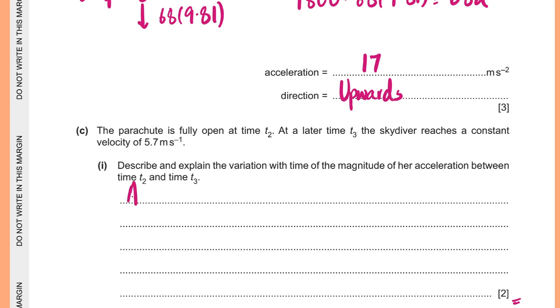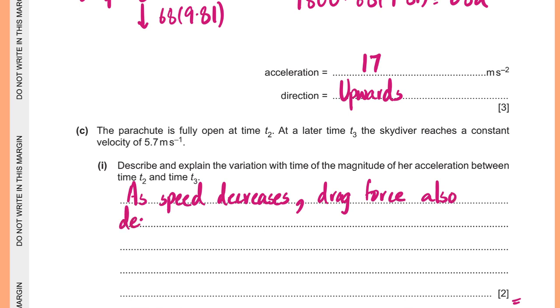So I'll say that as speed decreases, air resistance, or you can say the drag, also decreases, because that's the term the examiner has used. So drag force also decreases. And as the drag force decreases, that means that the resultant force also decreases, right? Because the drag force was upwards and the weight is downwards. So as the drag force reduces, the resultant force, and hence acceleration, decreases.